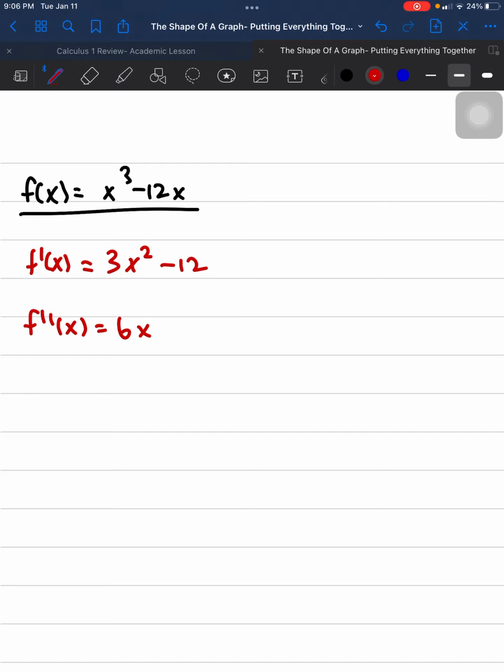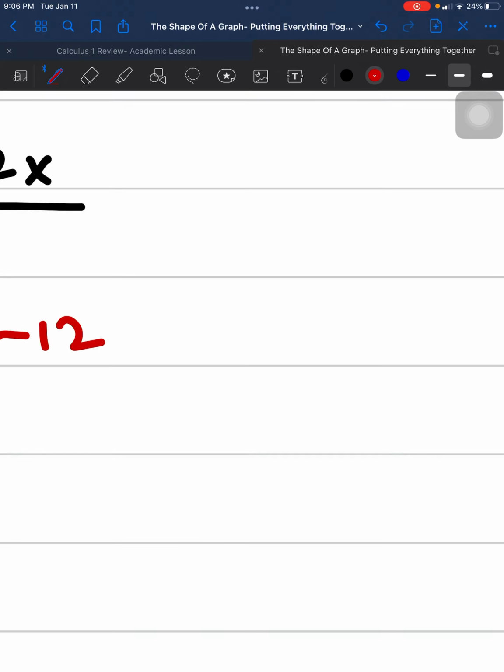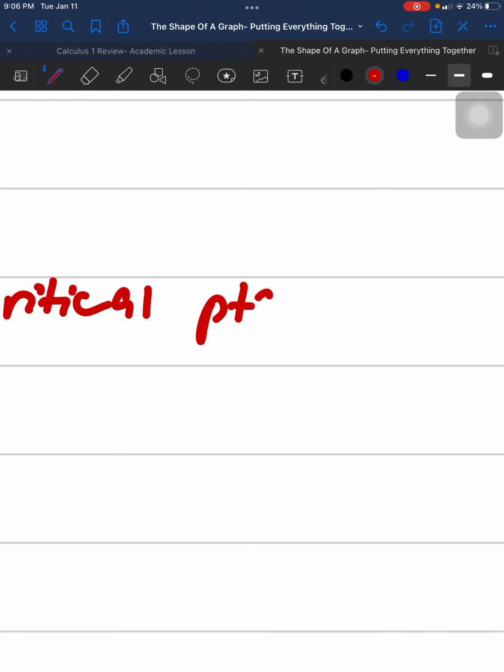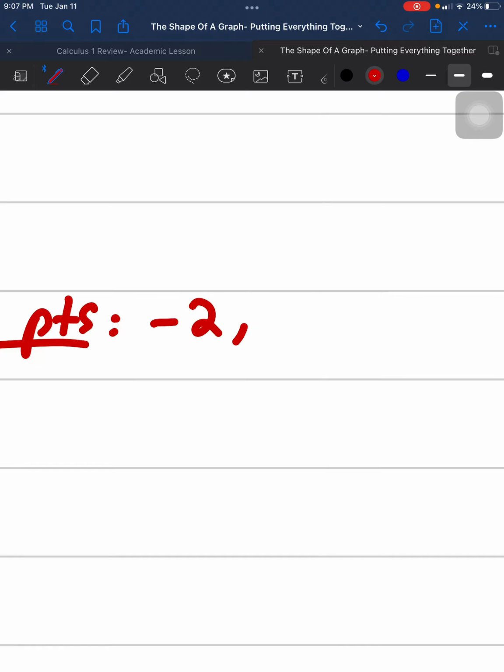So in the last two videos, we determined that for the first derivative test, we want to set the function of the first derivative equal to 0, so we can get the critical points, and we determined those critical points to be -2 and 2.